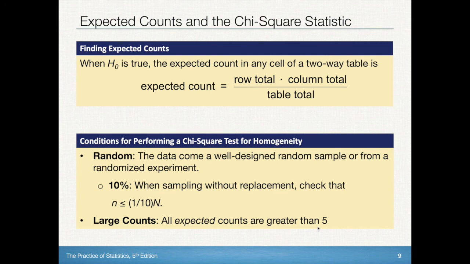And with these expected counts, we are now ready to determine if the conditions to perform a chi-squared test are satisfied. With random and 10%, that is, as always, the first 2 tests that you're going to want to perform with a proportion scenario. But with the large counts, you'll remember that when we have the expected counts, all expected counts have to be greater than 5. Don't confuse this with the observed counts. Observed counts can be whatever they are, but the expected counts have to be greater than 5. If any one of them is less than 5, then we question the validity of our test.